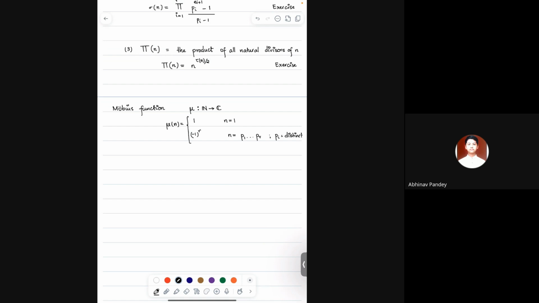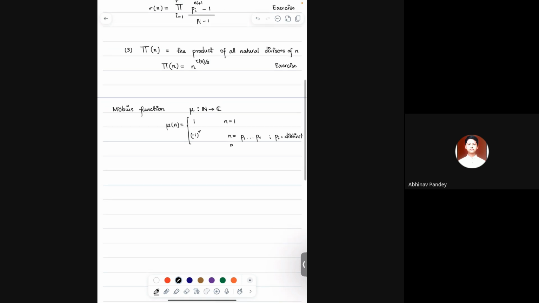And if n is not square free, so at least one prime number that divides n comes with a power of at least 2. So if it's something like 4, or let's say something like 20, so it's 2 squared times 5. So there's a square part, so it's not square free. Then I say that my function takes the value 0. So this is the definition of the Mobius function.